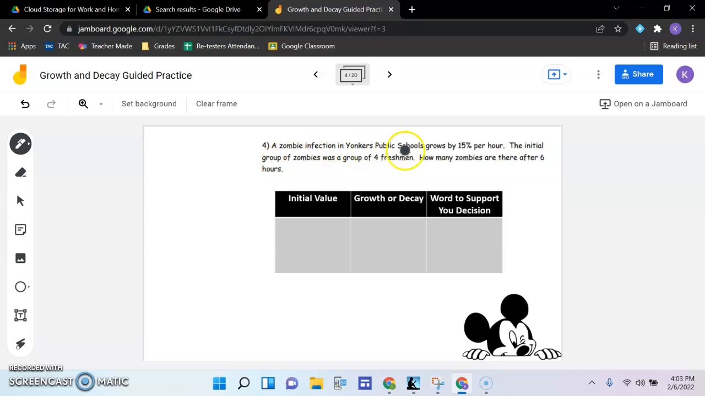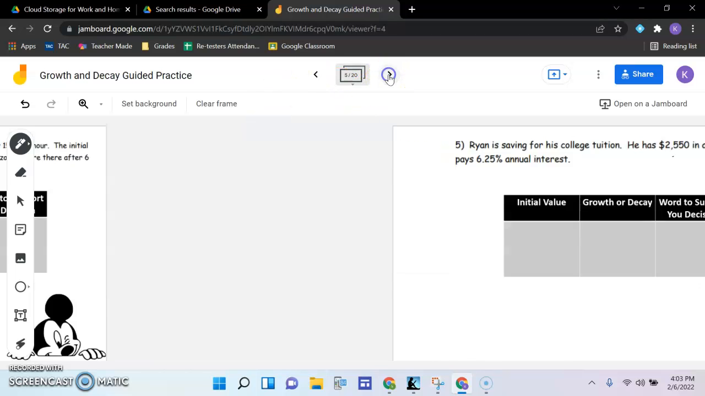This one, a zombie infection in the Yonkers Public School grows by 15% per hour. The initial group of zombies was a group of 4 freshmen. How many zombies are there after 6 hours? So how many did we start off with? It's right there, which is 4 freshmen, and that is our initial value.